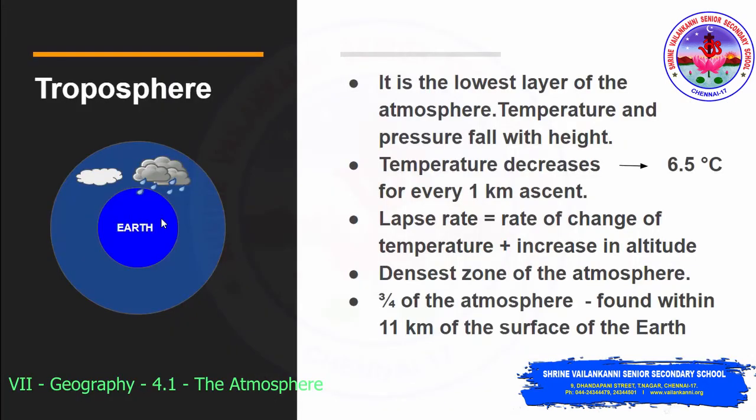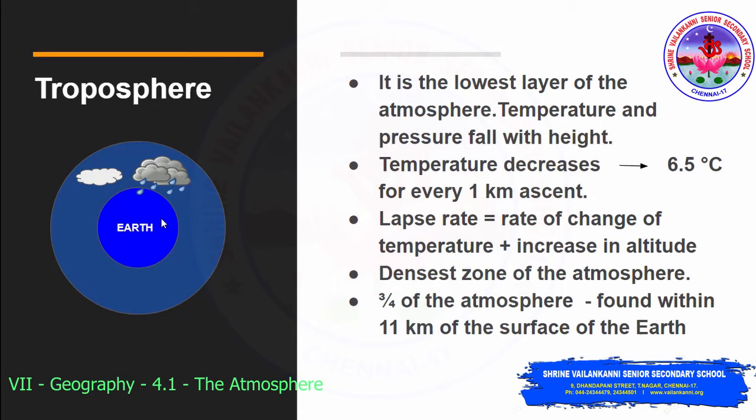Here you can see the Earth surrounded by the troposphere, the lowest layer of the atmosphere. Here the temperature and pressure fall with height. The temperature decreases at the rate of 6.5 degrees Celsius for every 1 kilometer ascent. So as you move upward, the ascent, this rate of change in temperature with increase in altitude is known as the lapse rate.